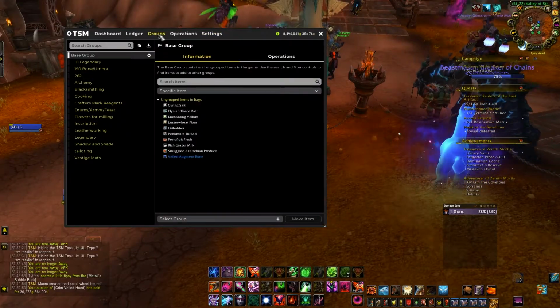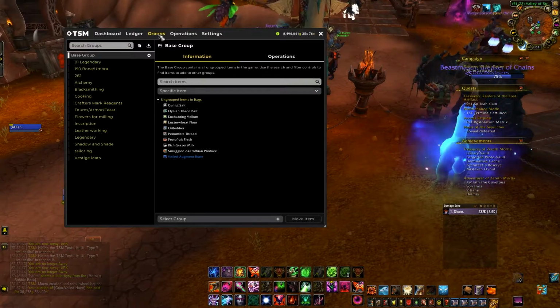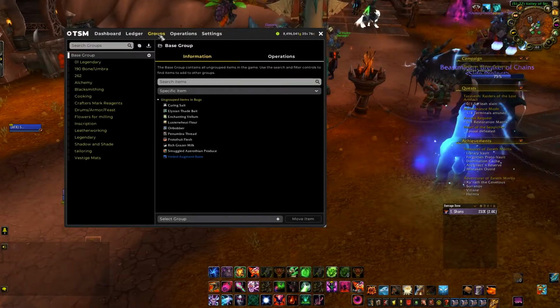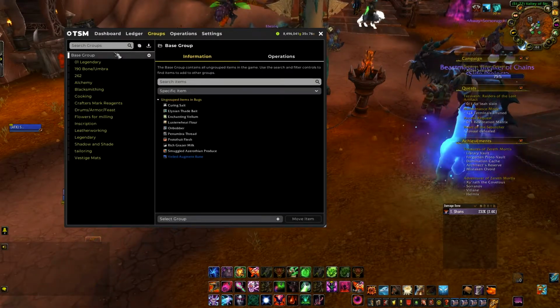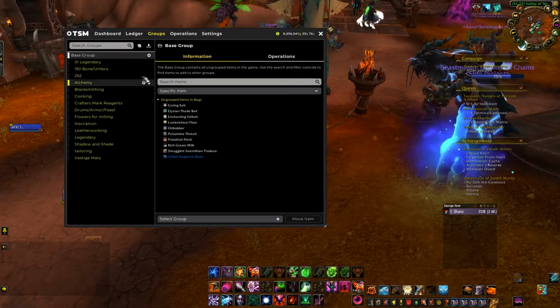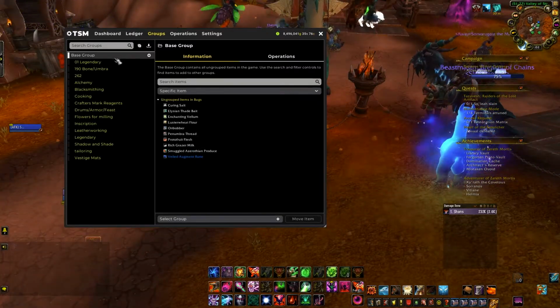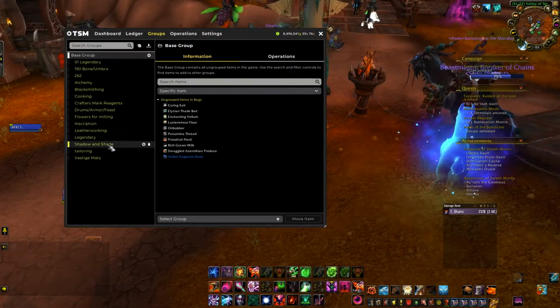Groups. So there's a couple different ways to make groups. The first and the simplest way is pretty straightforward. Now, again, pretend this is a fresh load. All that's going to be on a fresh load is just going to say base group up here. So none of the stuff below it.